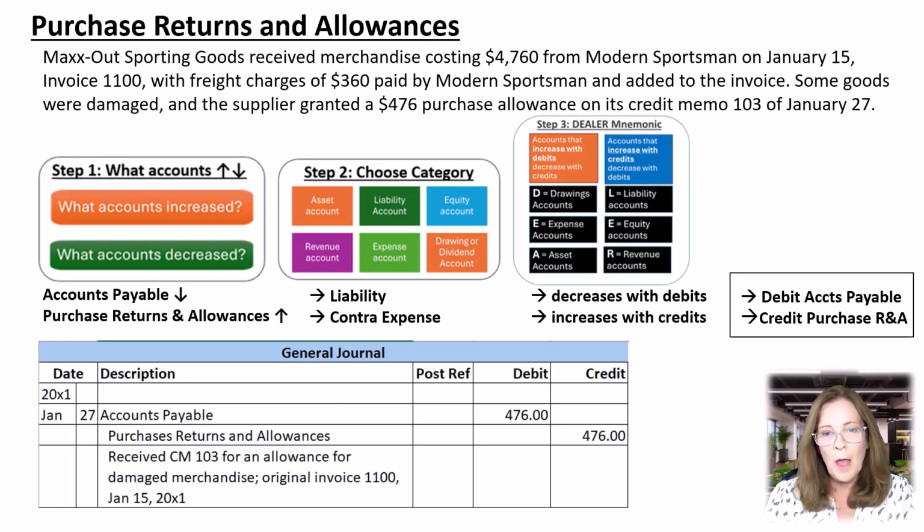Here's an example of how Max Out Sporting Goods records purchases, returns, and allowances.